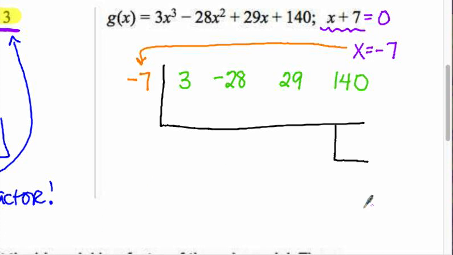And start on our way with synthetic evaluation or synthetic division. In synthetic division, you use the whole quotient. In synthetic evaluation, we're only looking for this value down here. That's the only difference. The process is exactly the same. So we're going to bring down the 3. And then to start the process off, we multiply to the corner. So 3 times negative 7 is negative 21. Negative 21 and negative 28, we're going to add those two together. So that's going to give me a negative 49.